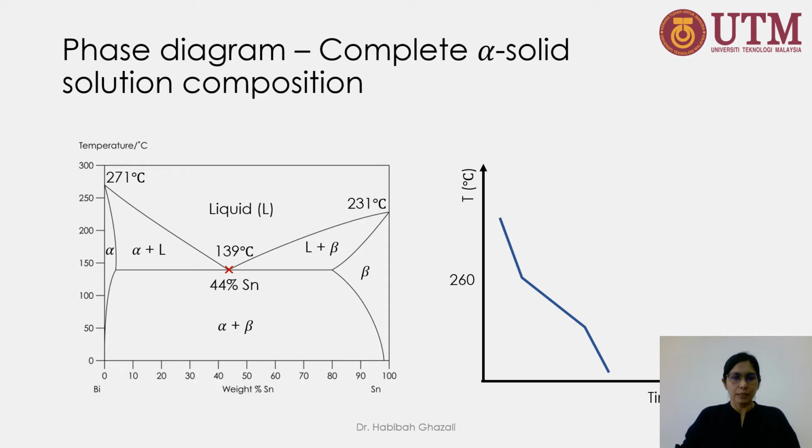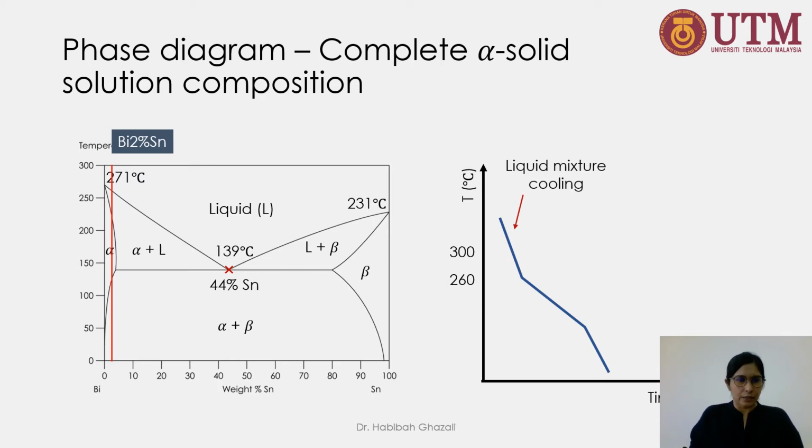So now let's have a look at an alloy of bismuth and tin with different composition. To help us understand this eutectic system, I will start with an alloy that consists of 2% of tin and 98% of bismuth. So what I will do is draw the line representing this alloy. The cooling curve will look like what you can see here.